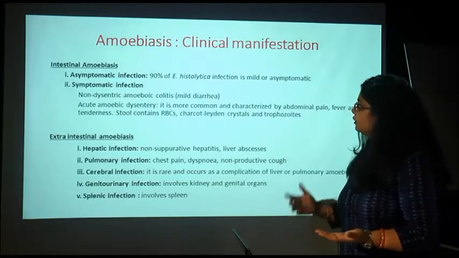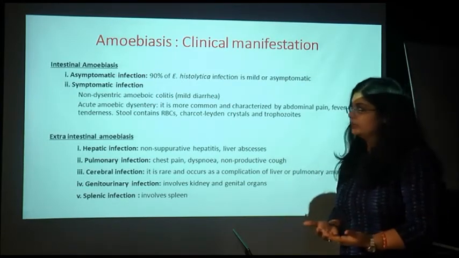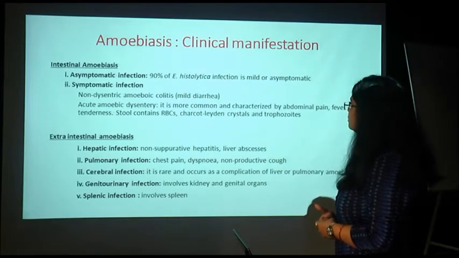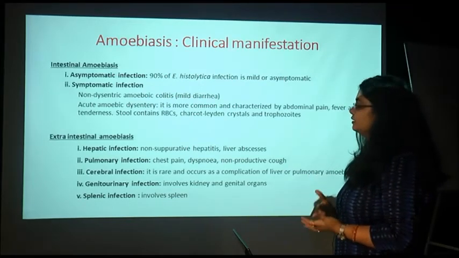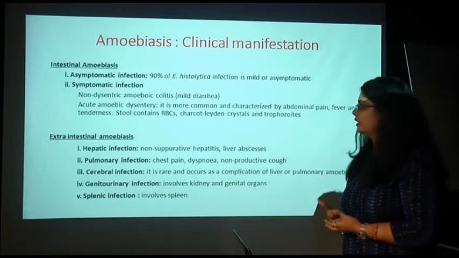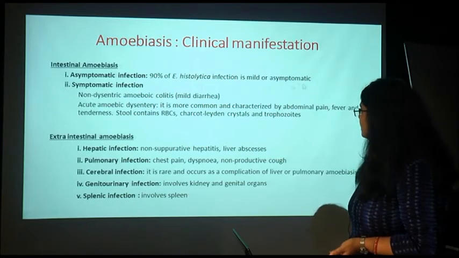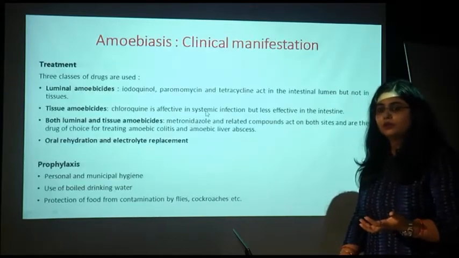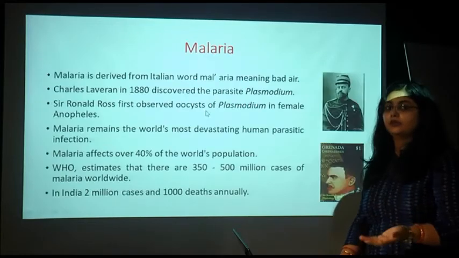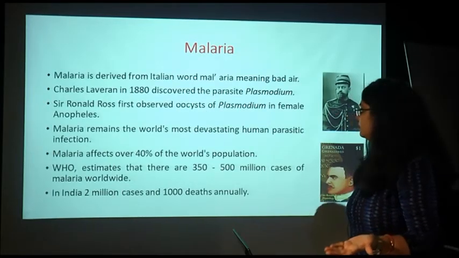Now there are two types of amoebiasis. Intestinal amoebiasis happens only in the intestine. What are the symptoms? These are non-dysenteric amoebic colitis, pain in the intestine, and then acute amoebic dysentery. In the dysentery, the typical Charcot-Leyden crystals are found, which along with the trophozoites are diagnostic features to find out if there is an infection.